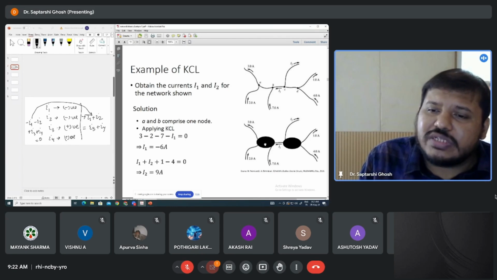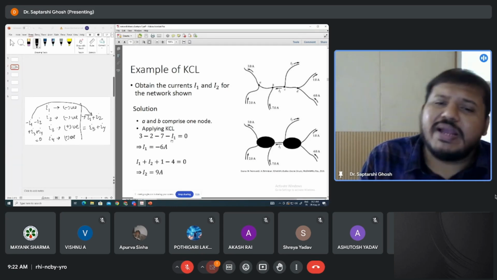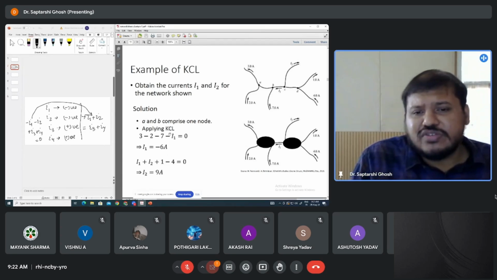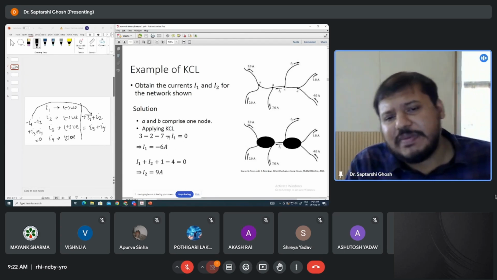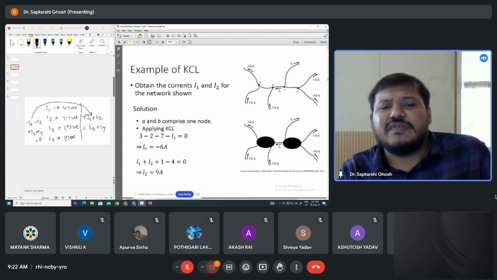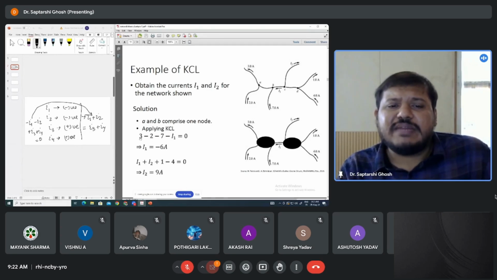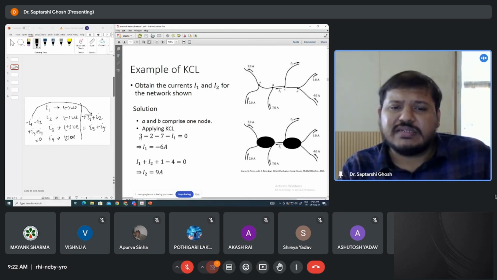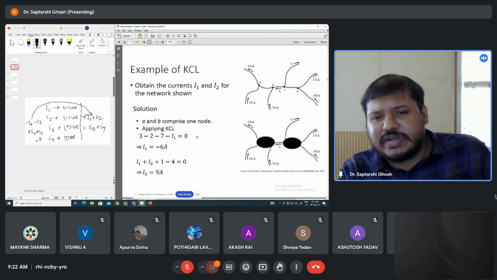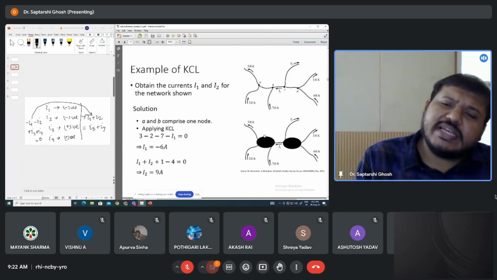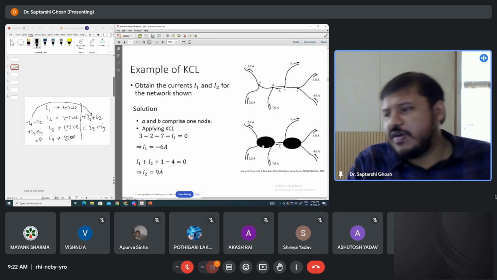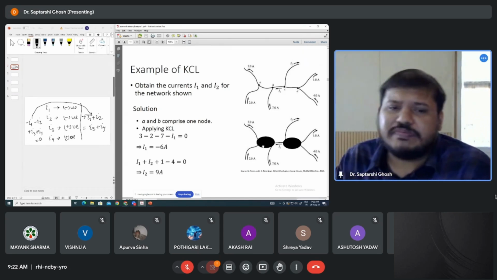I1 is going into this node, so we have taken it as minus I1. We don't know what I1 is. So in this, there is a single unknown variable, and you can find out the value of I1. I1 is 9 minus 9 plus 3, so 6 minus 6. This I1 is also negative, so I1 you can take on this side. So I1 will be equal to minus 6 ampere. So you have found I1 using KCL. You have applied the KCL on this particular node and found out what I1 is.